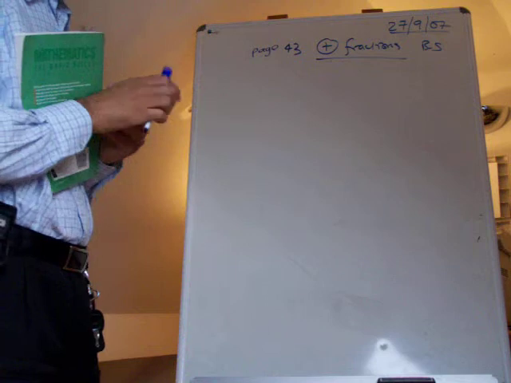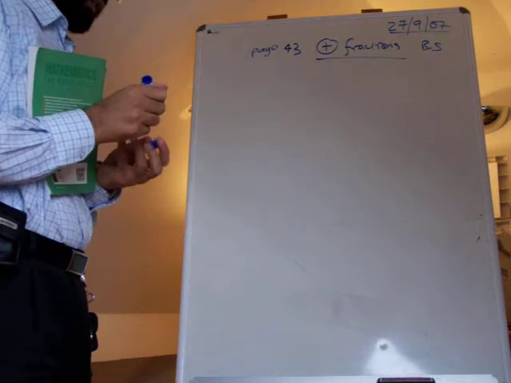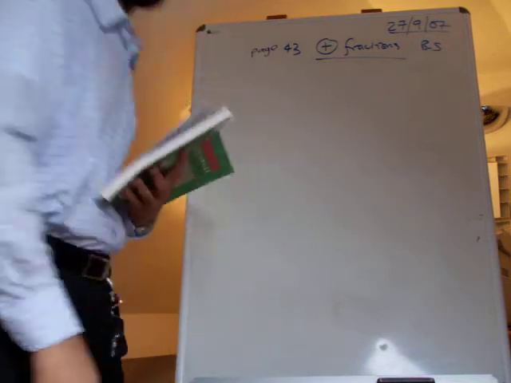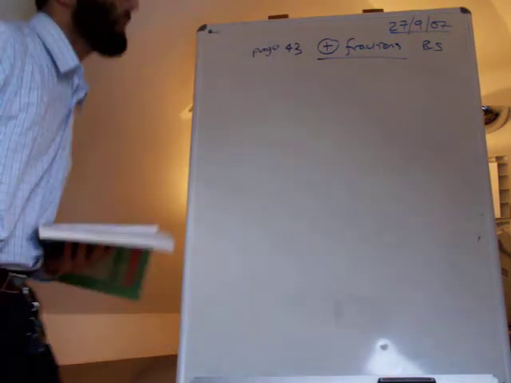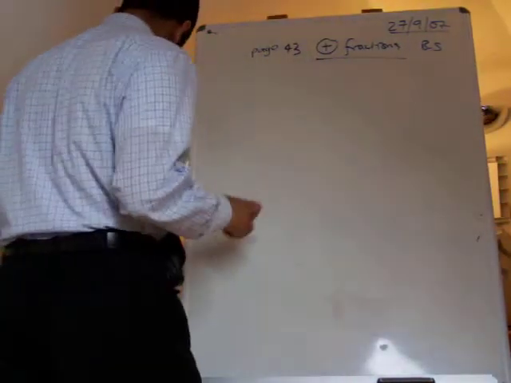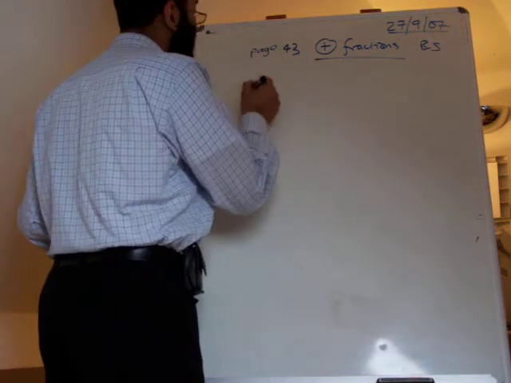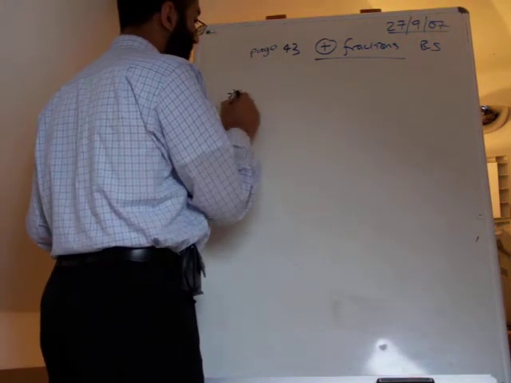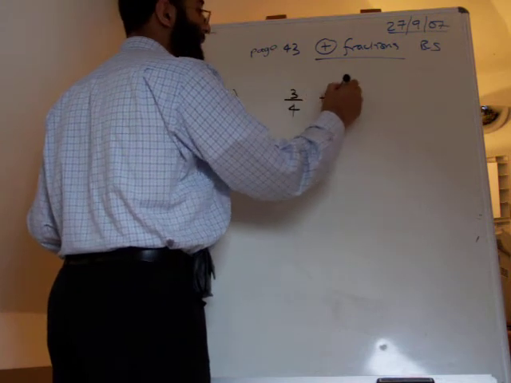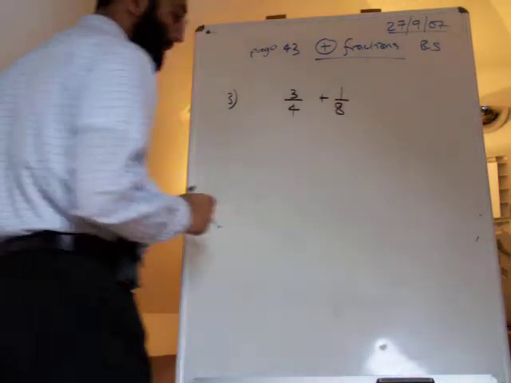Okay, now it's not going to be a very long lesson, just a quick reminder for you so you know how to do it, because you've done it before. Just looking for the black marker. Let's have a look at question number 3. We have 3/4 plus 1/8.